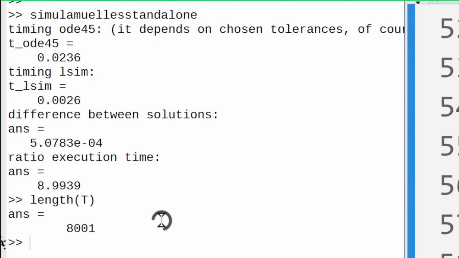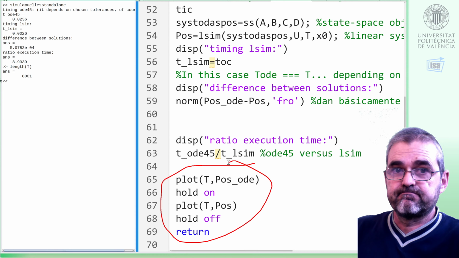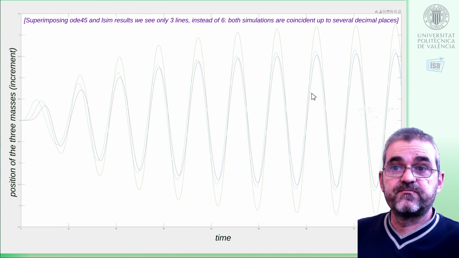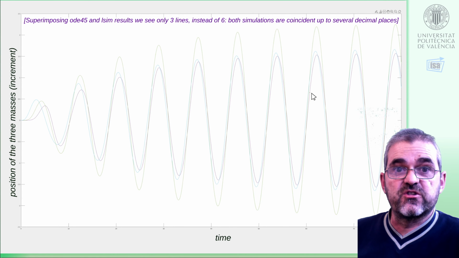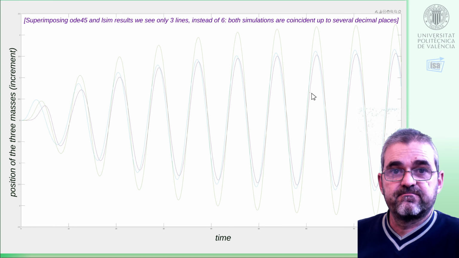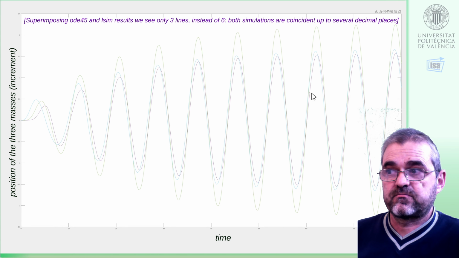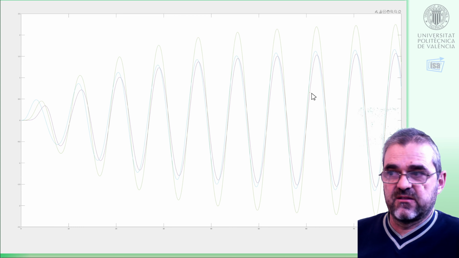And indeed, if I look at these plots in here, we see that I superimposed the two simulations. There should be 6 lines here, but okay, these two simulations are coincident, so only 3 lines can be seen, which are the positions as a function of time which solve this differential equation. In a forthcoming video, we'll see some animations and we'll try to intuitively understand the meaning of all this.